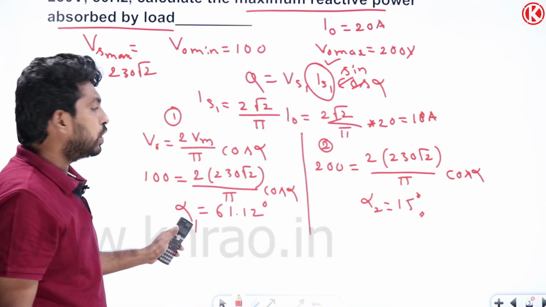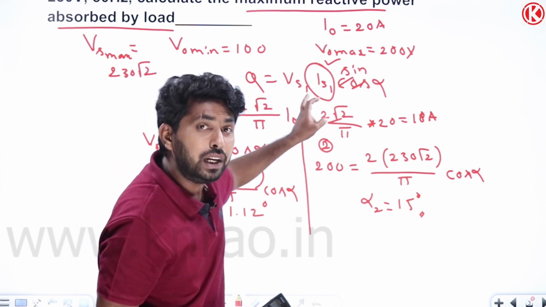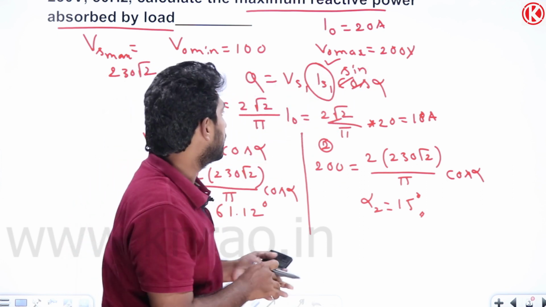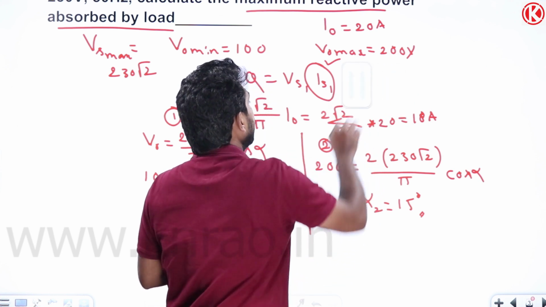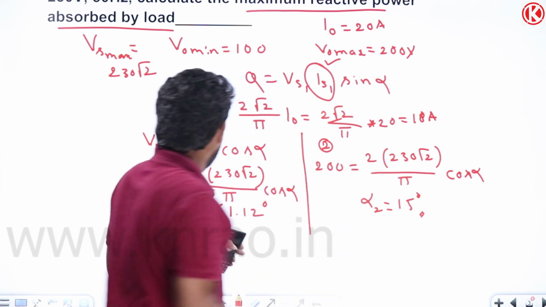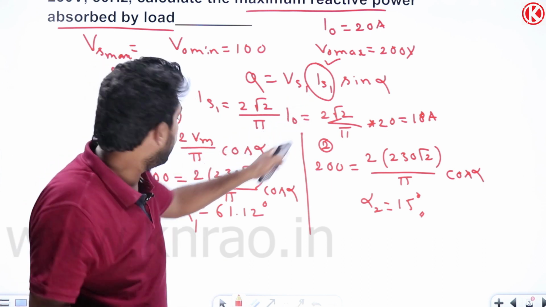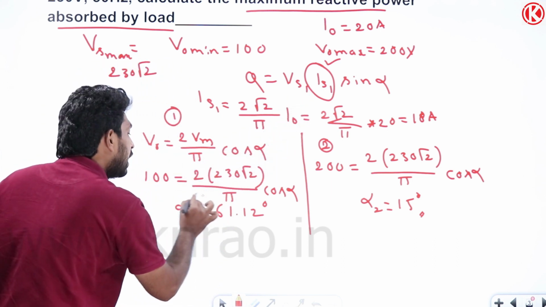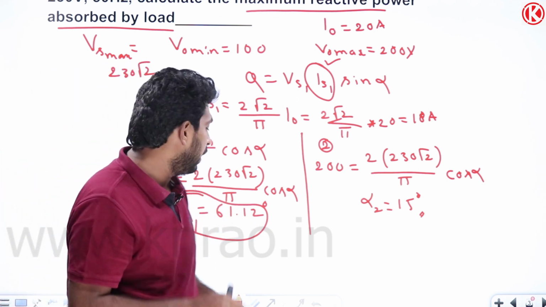If you observe here, the reactive power formula will be Vs1 into Is1 into sine alpha. To get the maximum value of the reactive power, sine alpha should be maximum. For that, we need to substitute the maximum value of the firing angle. We should choose the alpha value as 61.12 here.